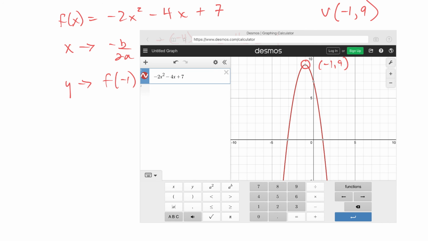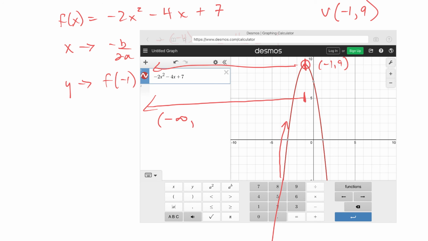So if I'm looking at intervals, again, I'm thinking x values. So from way over here all the way up to that point right there, the graph is increasing. Okay, and again, this goes on forever. So the graph is increasing. So I can say my interval is from -infinity all the way up to -1. The graph is increasing.